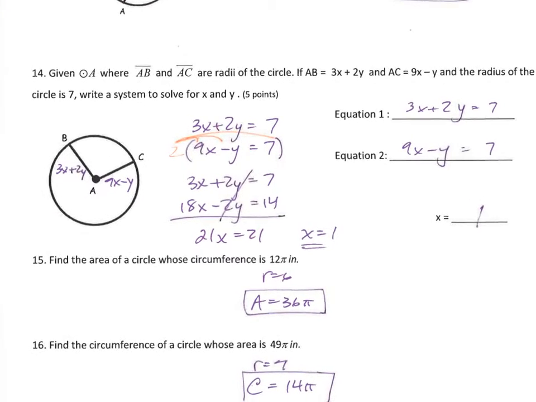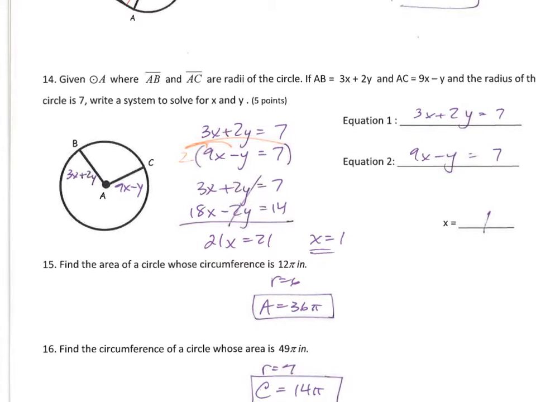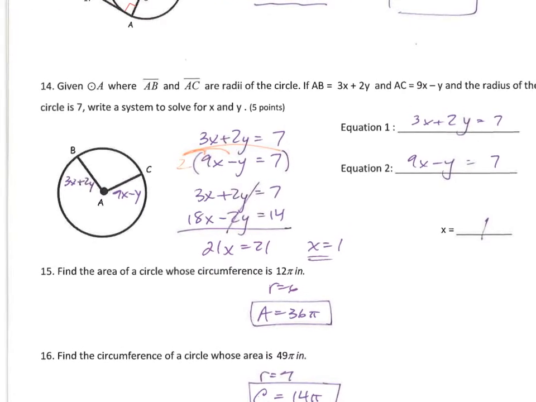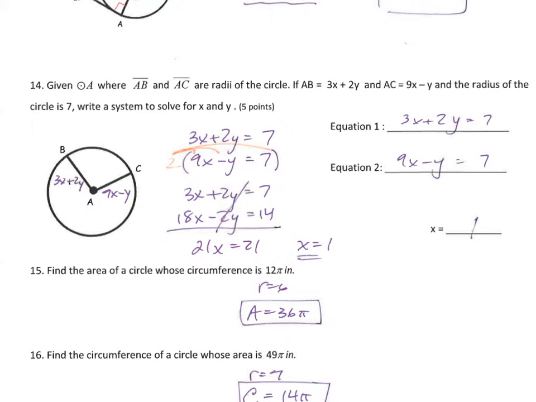Number 14 is a system. The two equations you should get, because it tells you, read the problem, it says that the two radii they give us are 3x plus 2y and 9x minus y, and the radius is 7. So if the radius is 7, I got 3x plus 2y equals 7, 9x minus y equals 7. To find x or y, I can multiply the whole bottom equation by 2, right? 3x plus 2y equals 7 doesn't change.